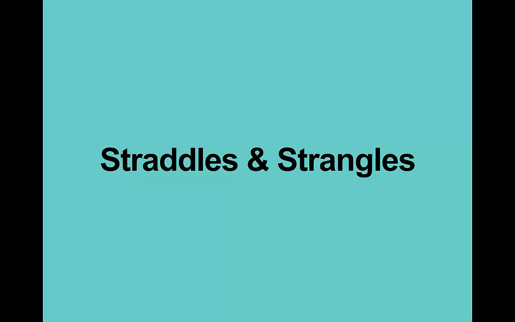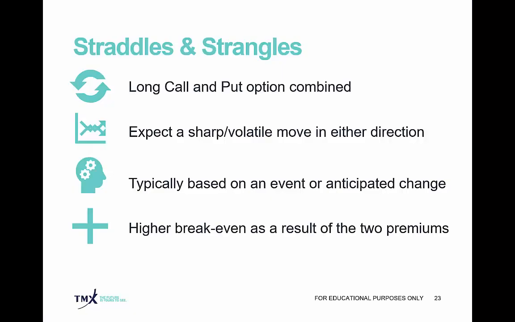Well, the straddle and strangle strategies allow us to take advantage of both directions. So we don't necessarily have to pick a direction in order to benefit from a significant move in the underlying security. Both these strategies have a number of characteristics in common. First of all, they involve the purchase of a long call and a long put option combined. So we are buying a call and we are buying a put in combination.